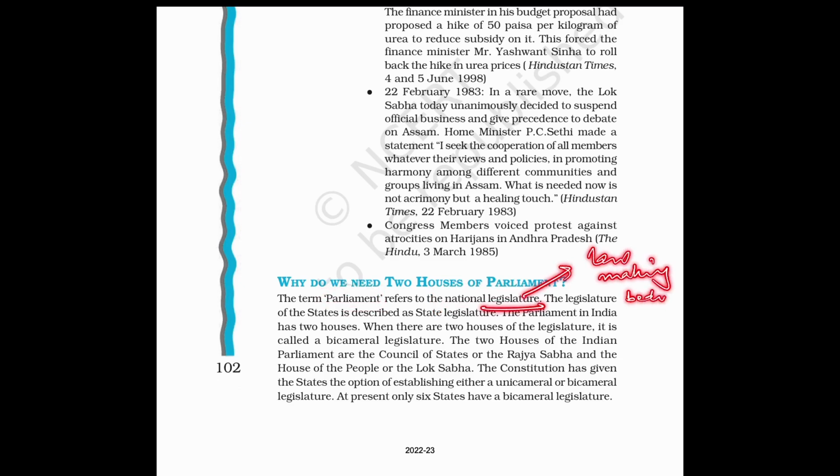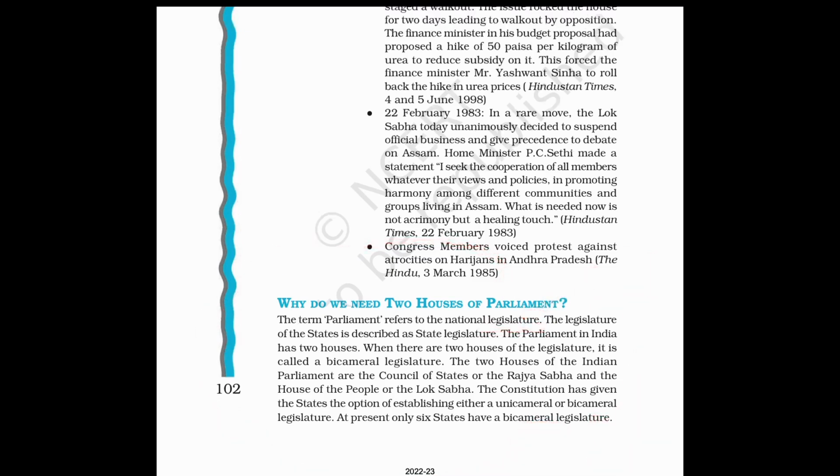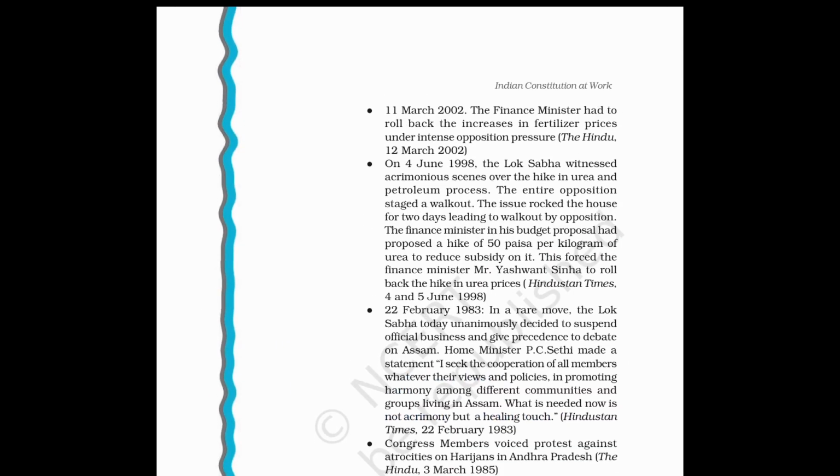ठीक है? So you have a law making body at the center and at the state. The law making body at the center is what you call parliament. The law making body at the state you will call state legislature. So in simple words, law making body or legislature at center and at state. Center में you call this parliament. State में you call this state legislature.